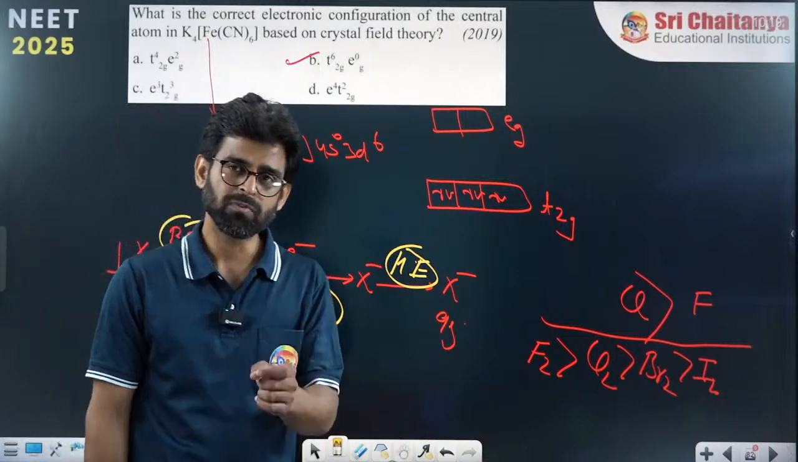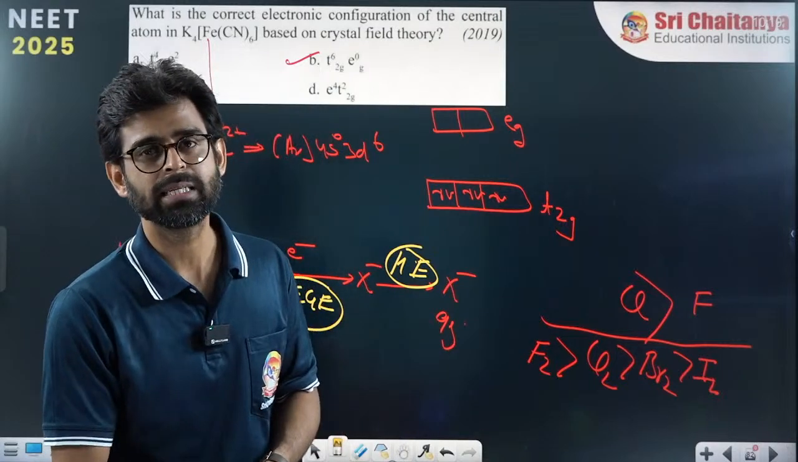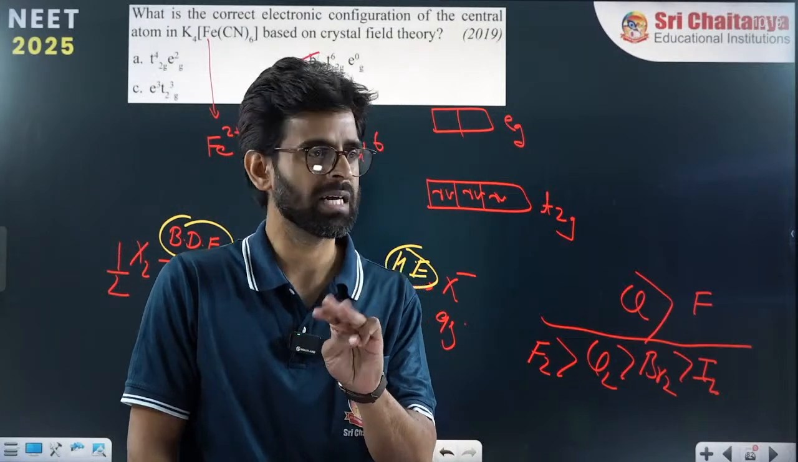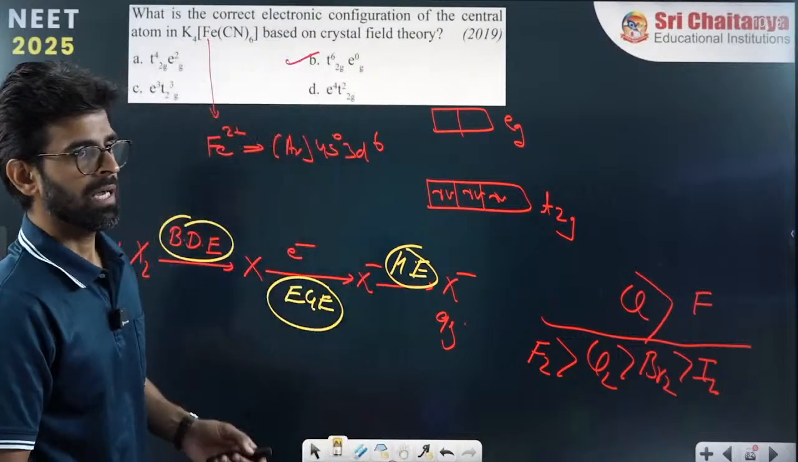So on the basis of electron gain enthalpy only, you cannot decide the oxidizing nature. Okay, it depends on 3 factors. Okay, are we clear now? I hope we are clear now.